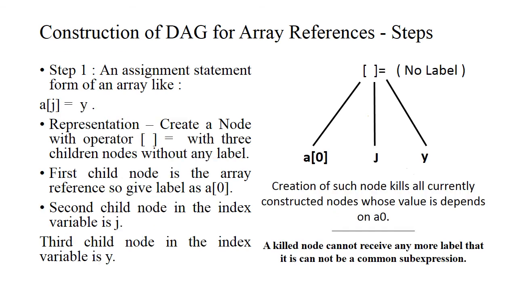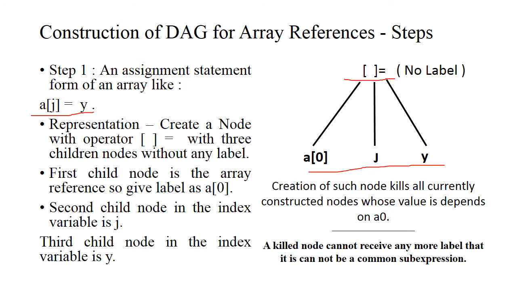Okay. Now next, step 2, suppose we have this type of statement in which the array reference is present on the left hand side. So in this case we have to add a new node, this one, means the opening and closing brackets and the equal sign, the assignment operator, on the right hand side. Then don't give any label, and in this case we have to add three children nodes. The first child node for the array reference, the address of the array, the second one for the index variable, that is j, and the third one is y, whose value we want to assign to a of j.